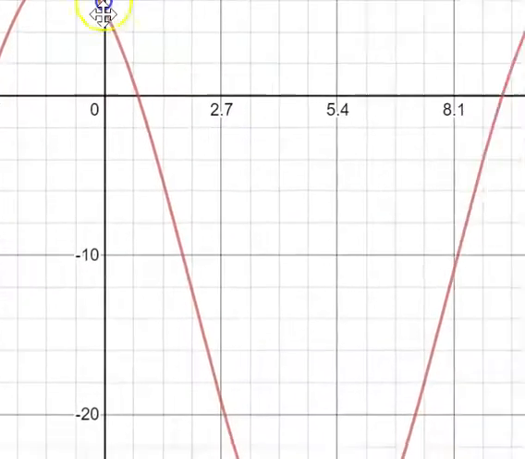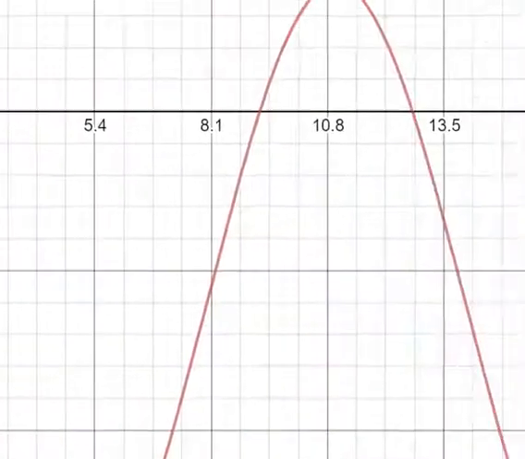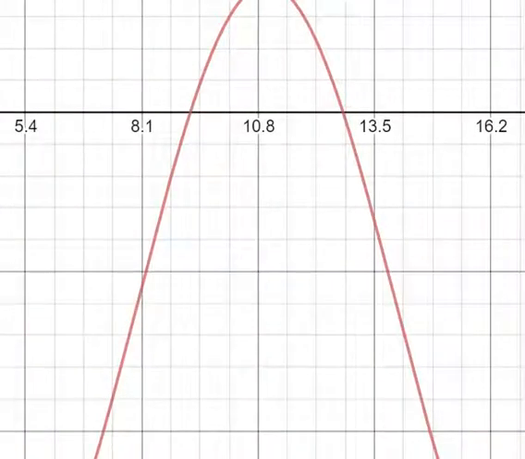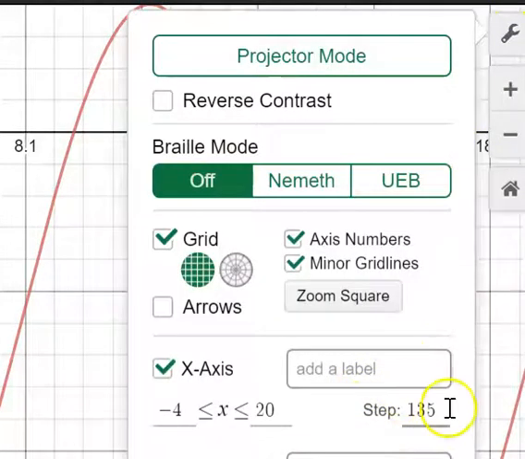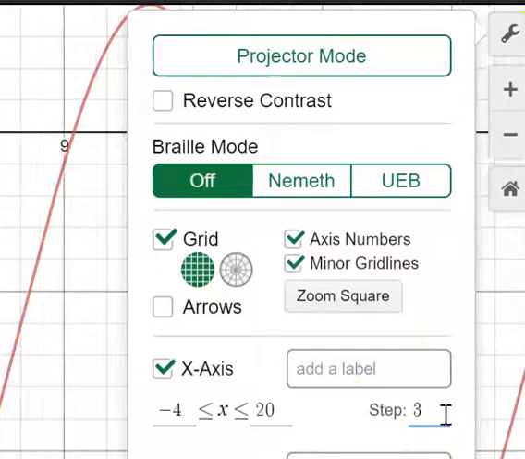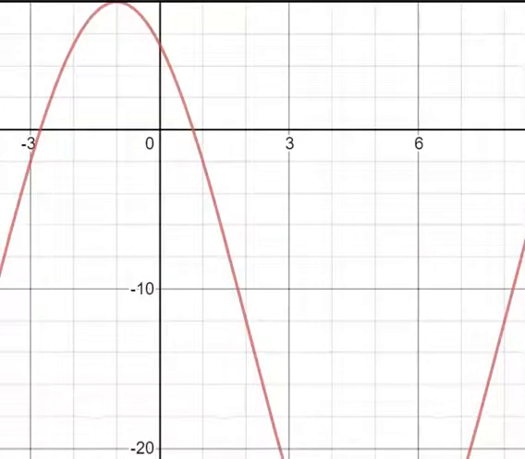Your steps are 3. Oh, I forgot to change my steps. See how my numbers here don't match? Now it's not going to really change your graph. It'll just make sure the numbers match your paper. My step should have been 3, right? And now look, it looks perfect. Just like we wanted.